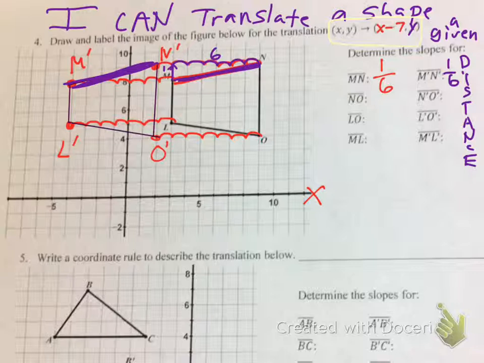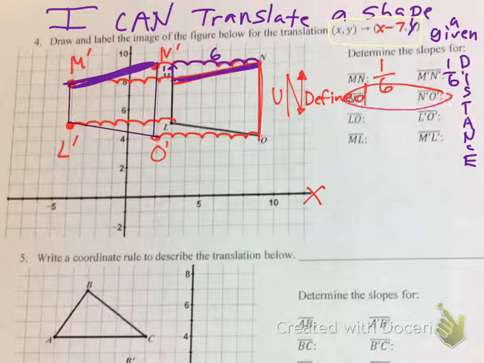Okay. How about N, O, guys? Does anyone remember this one? It's a vertical line. Does anyone remember the slope of a vertical line? It's not 0. It's not 1. It's undefined. Do you remember undefined? See the N? See the vertical line? Okay. So they're both undefined, guys.